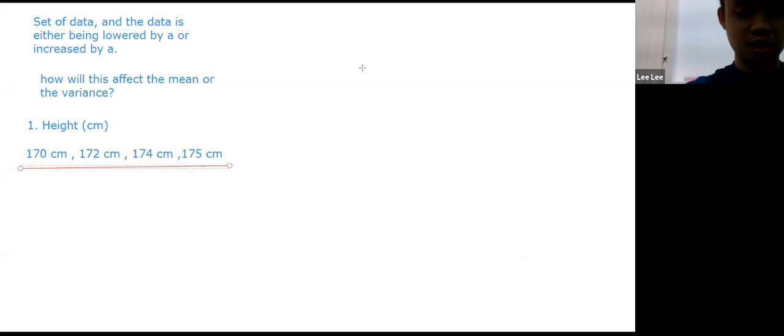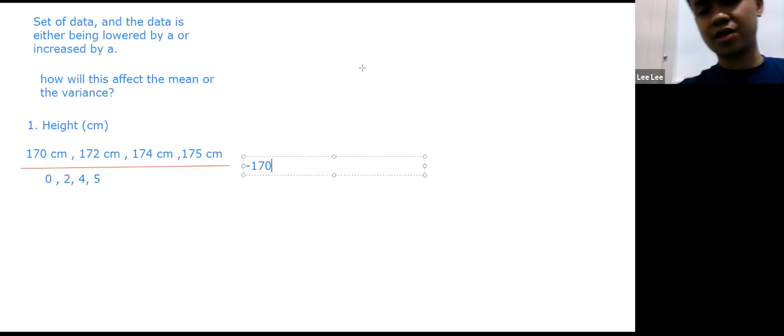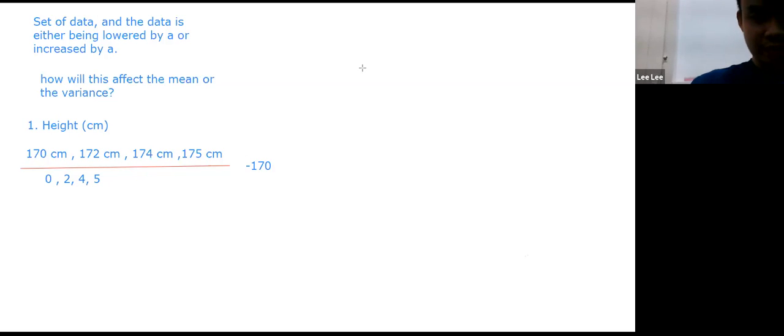So he will change it to 0, and the next one will be 2, the next one will be 4, and the next one will be 5. He will deduct this by 170 to make the calculation easier. But then the problem is, if you deduct it by 170, what will happen to the mean? I want to derive the formula because I don't want you to memorize the formula.